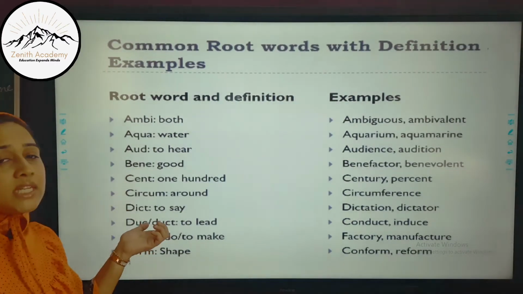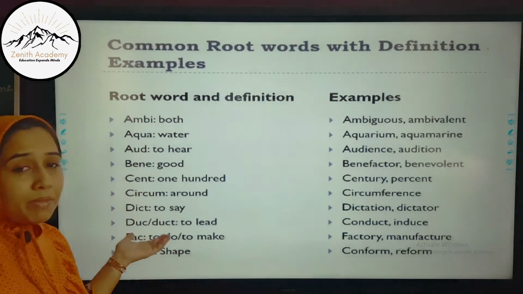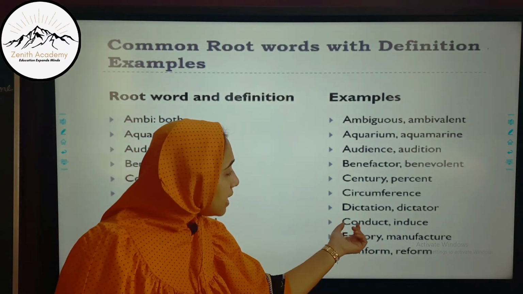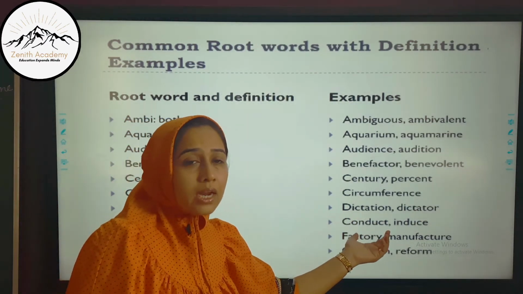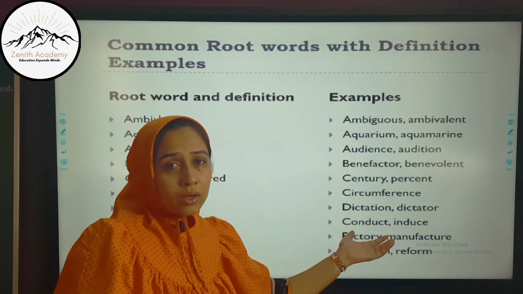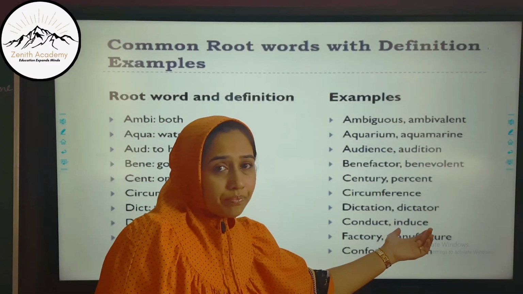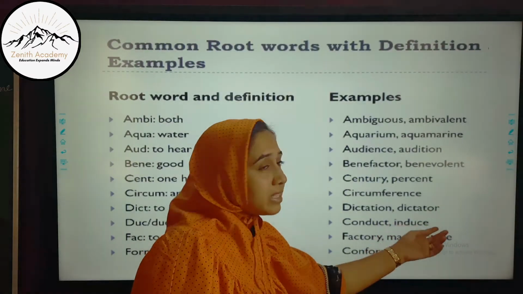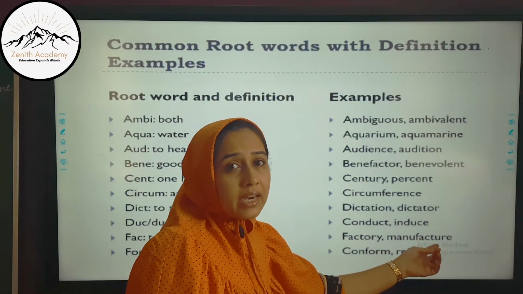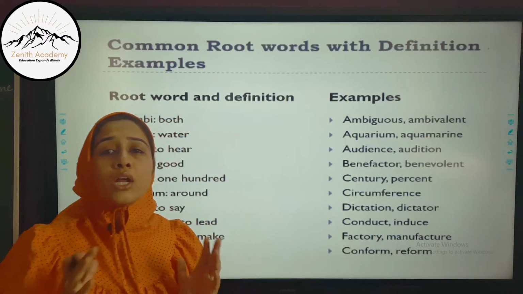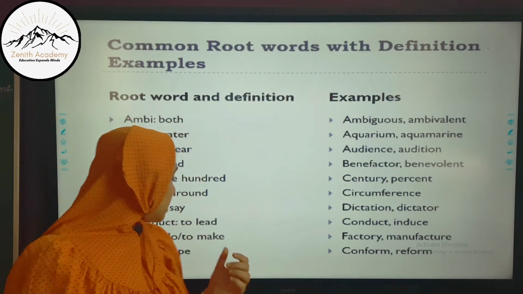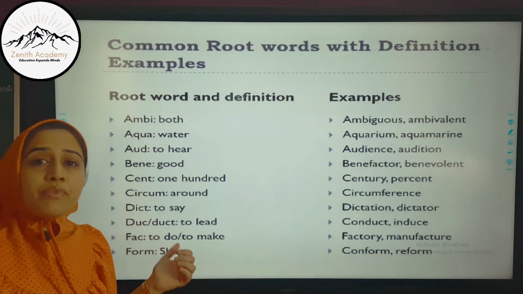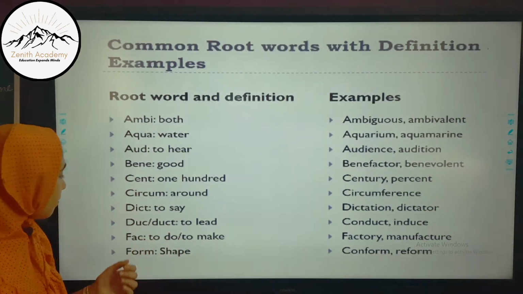DUC and DUCT both mean the same. It is to lead somewhere. So when the prefix CON is added, it means to conduct something. And induce, here T is not there. In is the prefix and E is the suffix added, and it makes altogether a new word. So DUC is a bound stem root word and DUCT is a free stem root word.